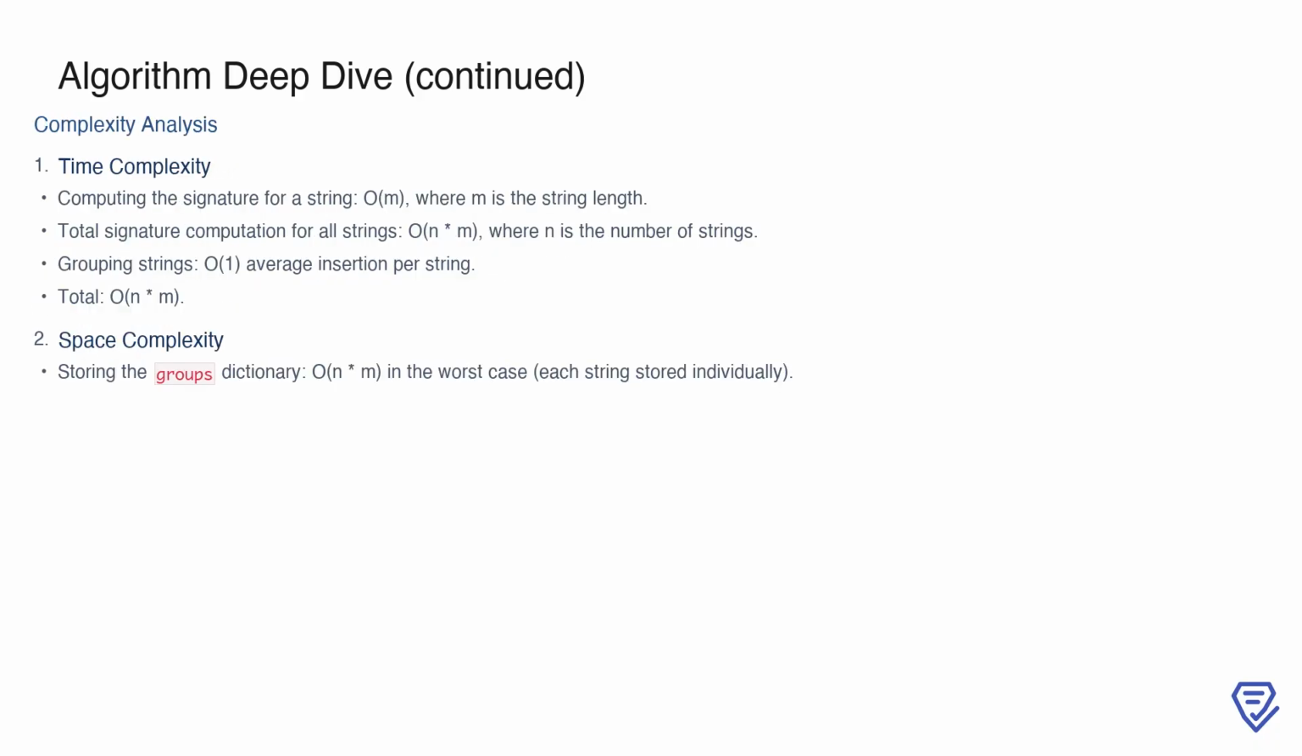Analyzing the algorithm's complexity, the time complexity is primarily determined by the signature computation and grouping processes. Computing the signature for a single string takes O(m), where m is the string's length. For n strings, this totals O(n*m). Grouping each string is an average O(1) operation, so the overall time complexity remains O(n*m). In terms of space complexity, the groups dictionary requires storage proportional to the total length of all strings, which is O(n*m) in the worst case. This efficient use of time and space ensures the algorithm can handle large inputs effectively.